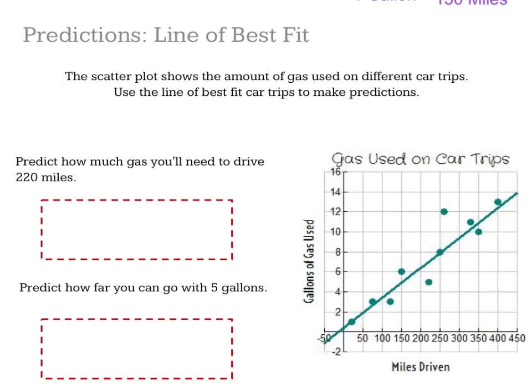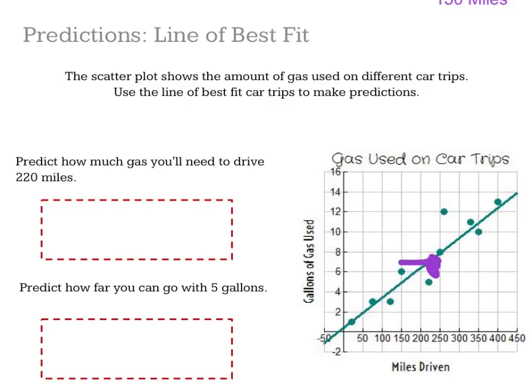Okay, now we're going to make predictions based on our line of best fit. It says the scatter plot shows the amount of gas used on different car trips. Use the line of best fit to make predictions. The first question asks us to predict how much gas you'll need to drive 220 miles. So if I'm going over to the 220 mile mark, I'm going to bring my finger up from 220 to where the line of best fit is, and that answer is going to be somewhere in this range of the graph. So around there is the 220 mark.